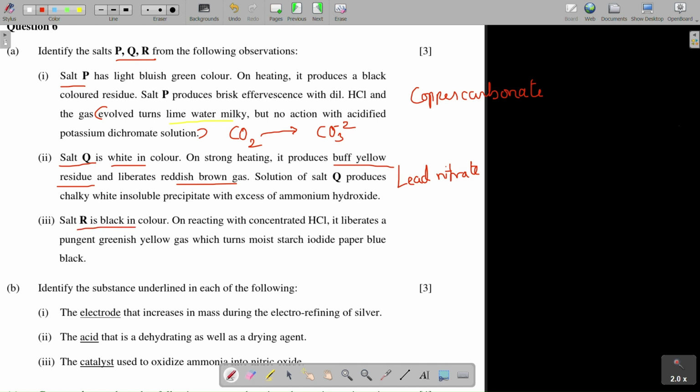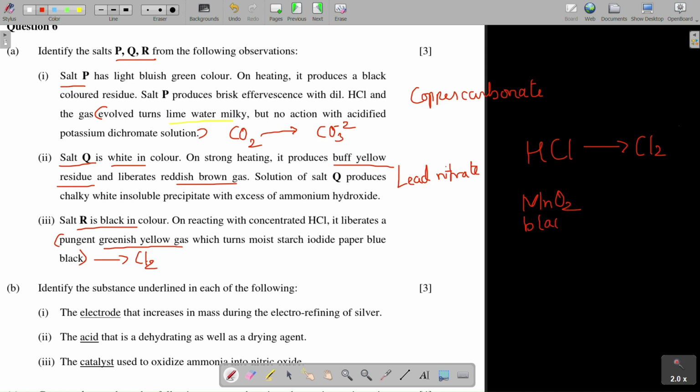Salt R is black in color. On reacting with concentrated HCl, it liberates a pungent greenish yellow gas, which turns moist starch iodide paper blue-black. By this information, we know that this gas should be chlorine gas. So you're getting chlorine gas from HCl. If you want to get Cl2 from HCl, hydrogen should be removed, which means oxidation. So salt R should be an oxidizing agent. That should be MnO2.